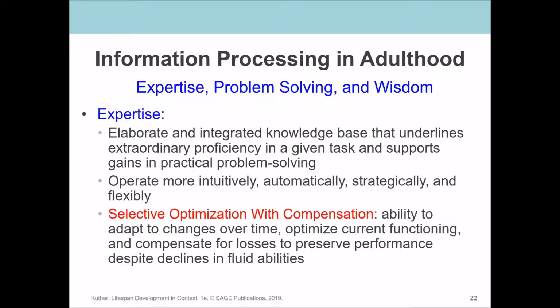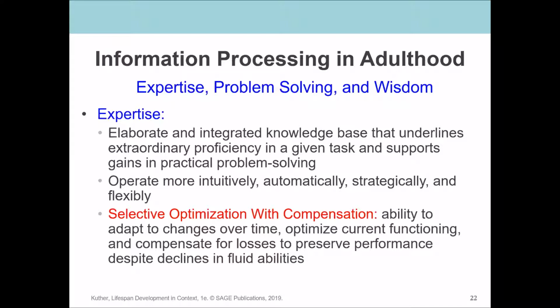So someone could have expertise in playing chess, right? Or expertise in math, or expertise in other areas. So this supports gains in practical problem solving when it's related to that particular task. It peaks in middle adulthood, where people become experts in particular areas. A person can operate more intuitively, automatically, strategically, and flexibly. So even though they have slower processing time, they develop these automatic and flexible and strategic responses.